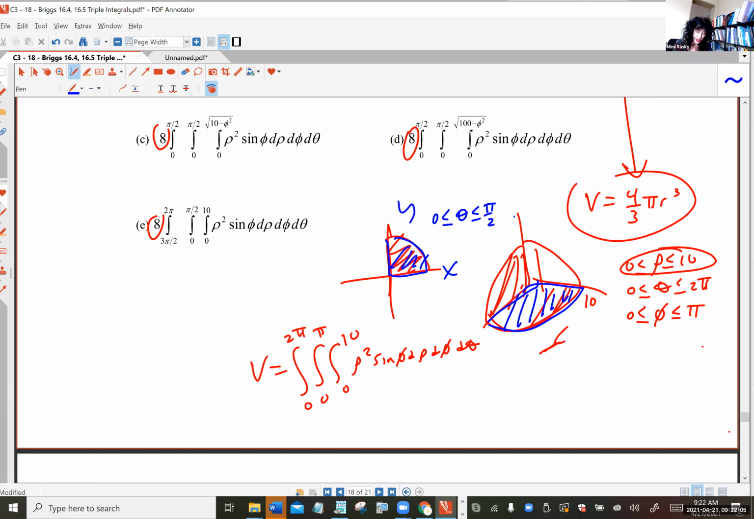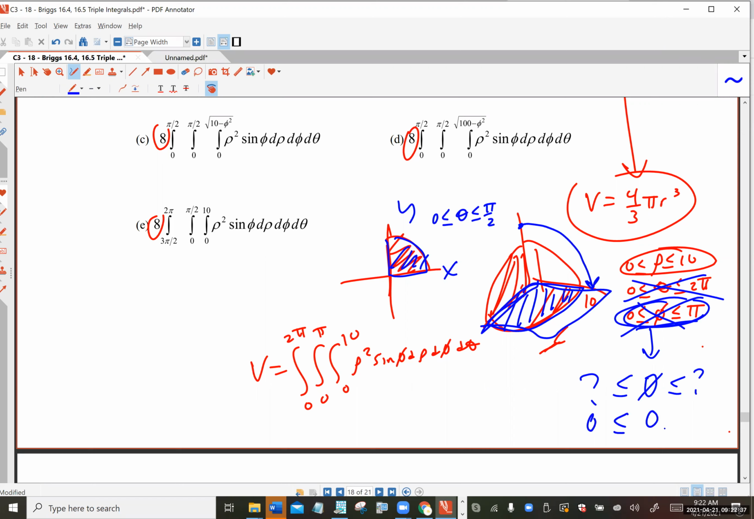Okay. And then what's phi going to do? Well, phi is not going to do the whole range. It's only going to start here at the 0 degrees on the positive z-axis and then stop down here at the xy plane. So what is my range of phi now? It's not 0 to 2 pi, I'll tell you that. It's not 0 to pi. Is it pi over 2? Yes. It's going to go from 0 to pi halves, because once you stop in the xy plane, that's the pi halves.